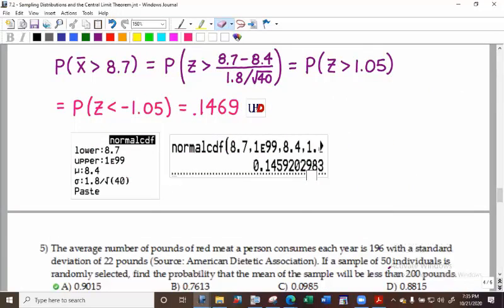But let's look at the normal CDF. It's a greater than, so that means your lower number will be the 8.7, then your upper number is going to be 1E99. That means positive infinity. So lower is 8.7, upper is positive infinity. There's your mean, 8.4. But notice your standard deviation then is 1.8 divided by the square root of 40. So we've got to remember to divide by that square root of 40 when we do these kinds of problems.